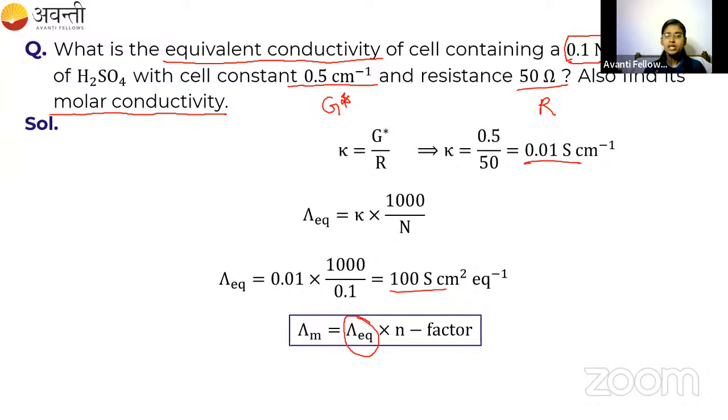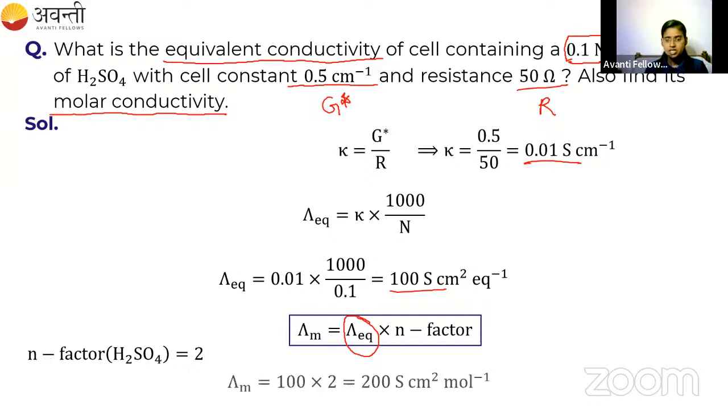How many H plus ions do we have in H2SO4? It is an acid, so it will donate H plus ions. Very good. So what is the N factor? N factor is equal to 2. Very good, students. Now substitute the value 2 in the lambda M formula. Lambda M is equal to lambda eq, which is 100, into N factor, which is 2. 100 into 2 gives 200 Siemens centimeter square per mole. So that's all. Very easy, right?